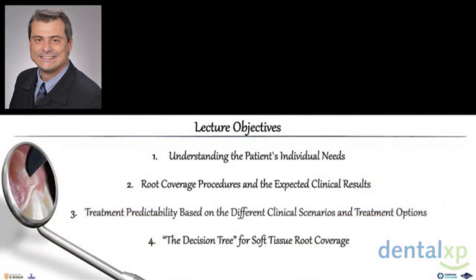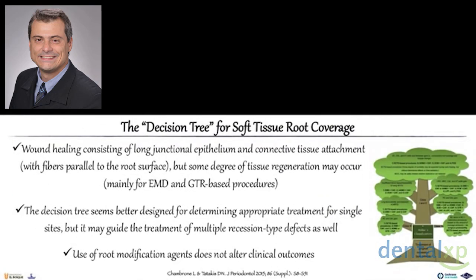So, based on these different clinical scenarios and treatment options, we can provide a decision tree for the soft tissue root coverage. And the decision tree for soft tissue root coverage proposed by the American Academy of Periodontology indicates that wound healing consists of a long junctional epithelium and connective tissue attachment. And that decision tree seems better designed for determining appropriate treatment of single sites, but it may guide the treatment of multiple recession type defects, and that the use of root modification agents does not alter the clinical outcomes.